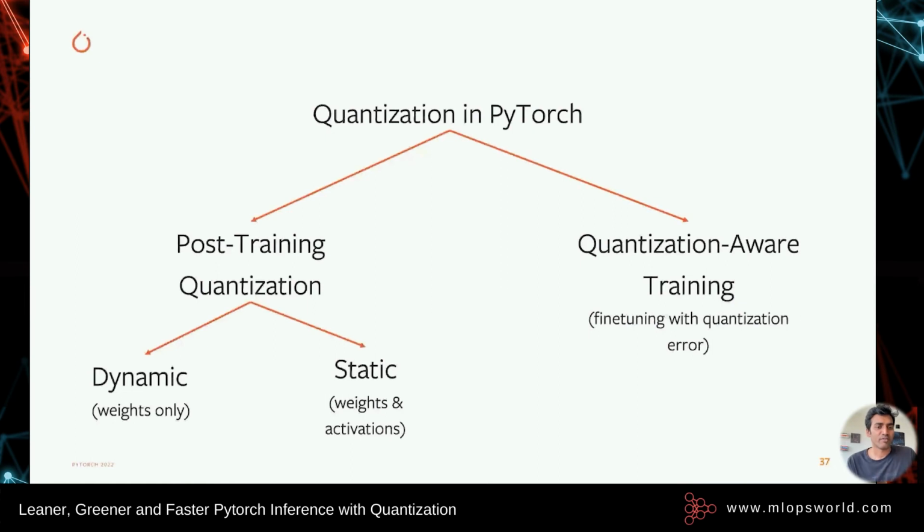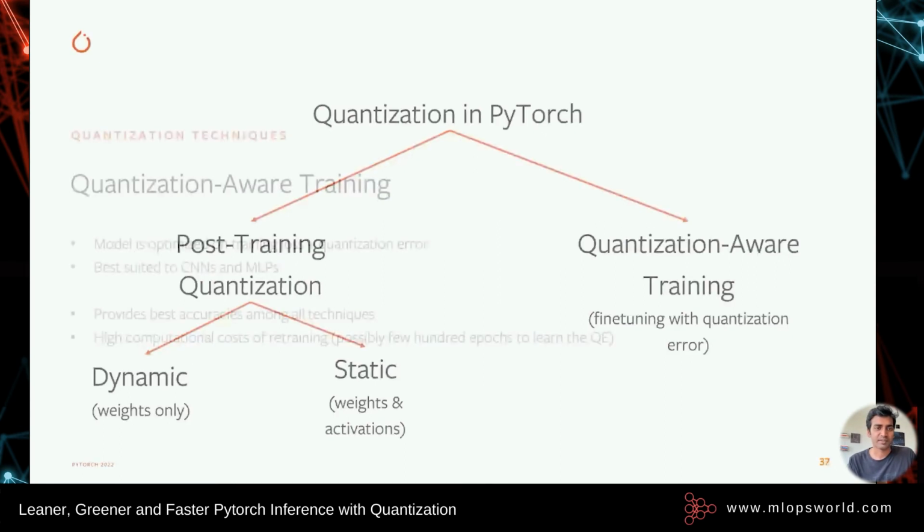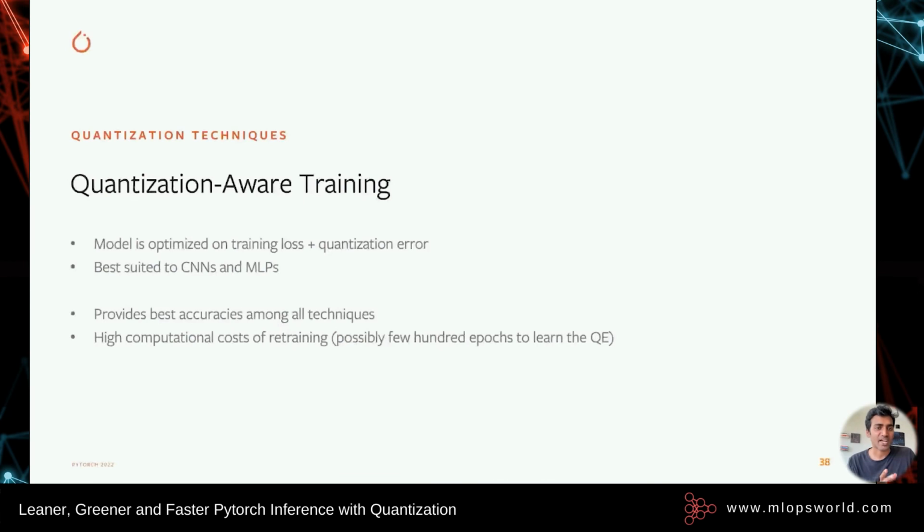So we're done with post training. The other paradigm in quantization is quantization aware training. So here we aren't done with training just yet. We have a trained model in FP32, but we train it a little further so that it knows how to deal with quantization errors. So the model is actually optimized on the quantization error as well as the training loss.